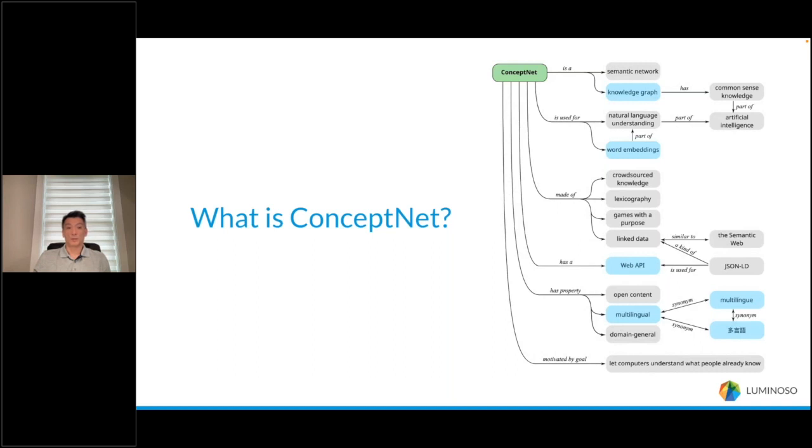and used by computers. ConceptNet serves as one of the foundational pieces for Luminoso's innovative natural language understanding AI called QuickLearn, which we will be covering in another video. You can find more information about ConceptNet at conceptnet.io.